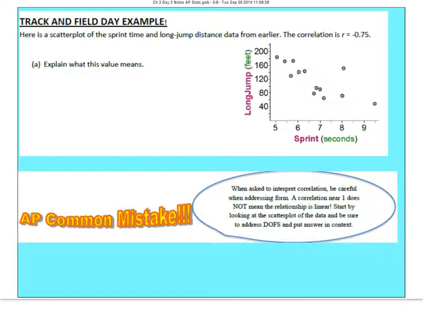Let's look again at the sprint and long jump data that we had in previous examples. So here's our scatter plot, and they went in and calculated the correlation for us. It came back at a negative 0.75. They want us to explain what this value means.